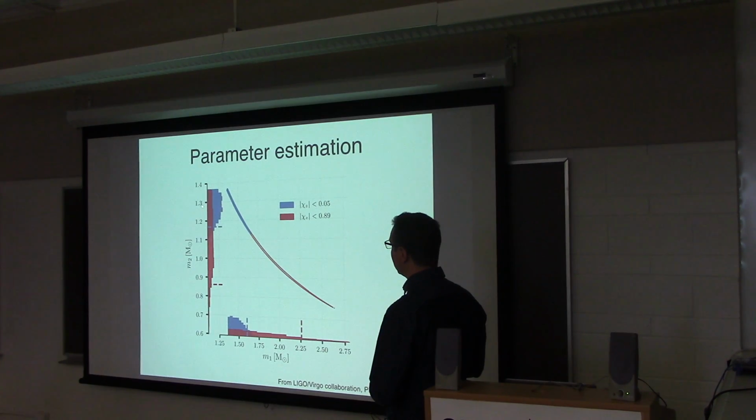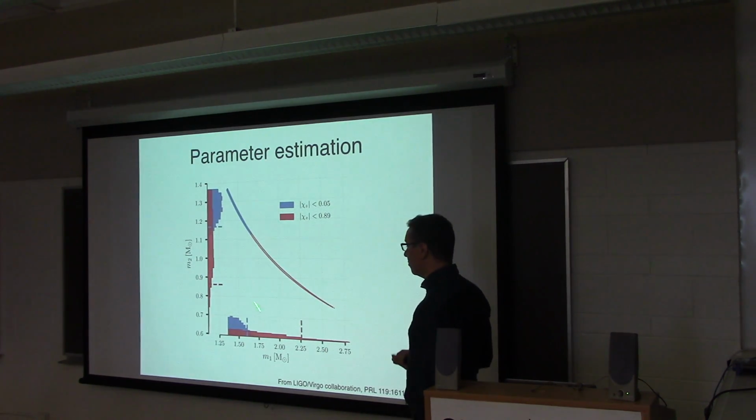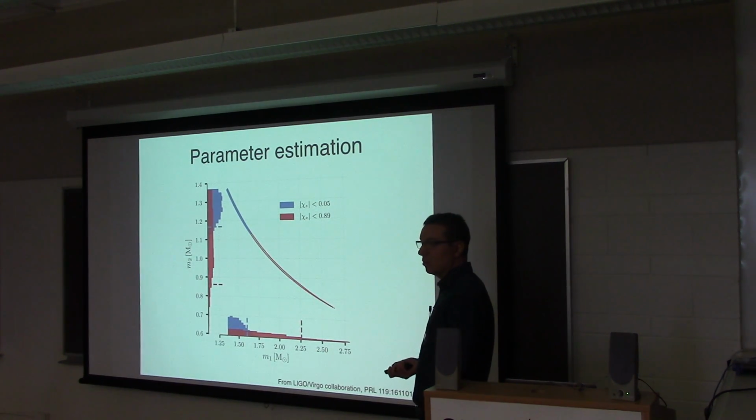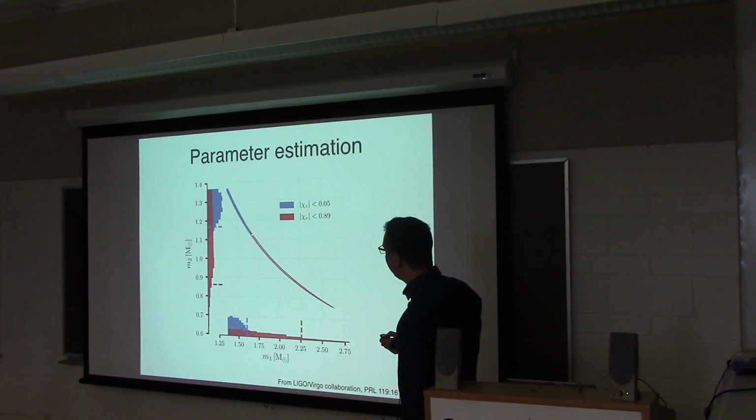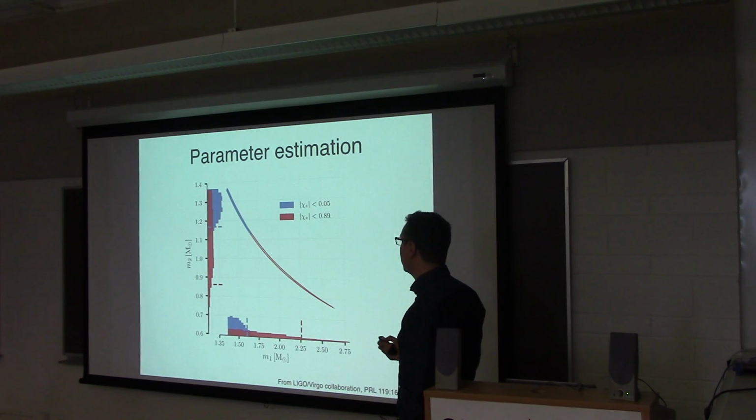And so these are the results that LIGO published for the masses of the two objects that we think are neutron stars. And as you can see, there is one quantity that's very well constrained. This particular combination of the two masses, that sometimes is called chirp mass, is constrained to be in a very thin region around this curve.